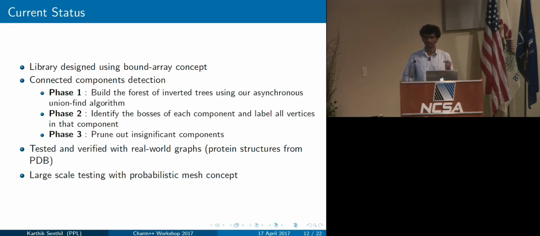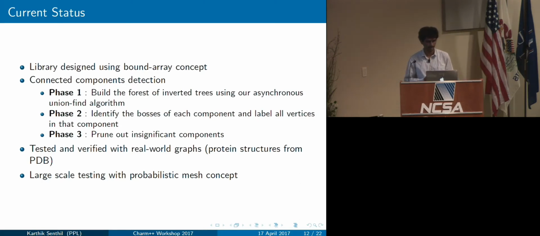In your first phase, you build your forest of inverted trees using our asynchronous union find algorithm. In your second phase, you identify the boss of each component and label all the vertices in the component with the correct component ID. In your third phase, you perform some pruning operation on your components to prune out any insignificant components. We have tested and verified this implementation with various real-world graphs, basically protein structures that we borrowed from the protein data bank.